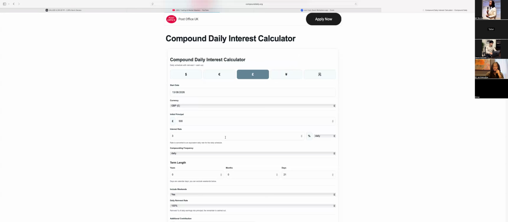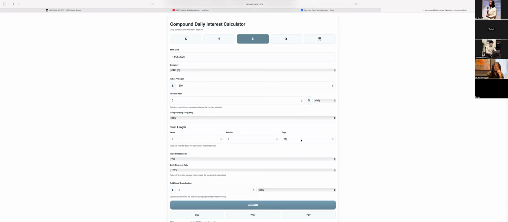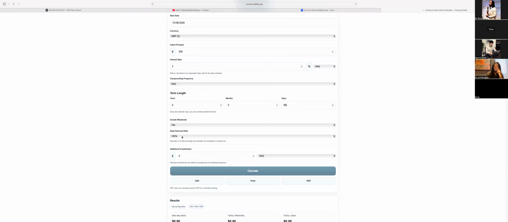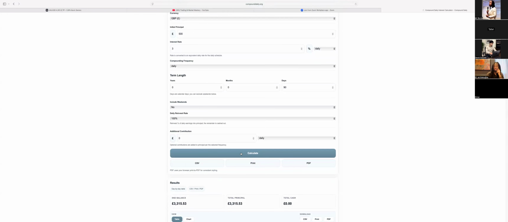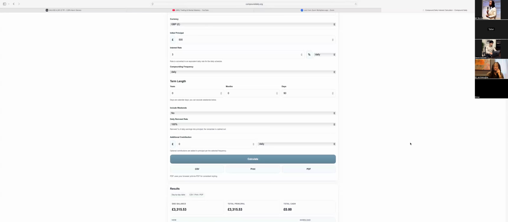Your problem is you have a £100 account. So it's not the percentage that's a problem, it's the capital that you have. Okay. So 5% per day, or per trade, is your goal. Length of days, I always work in 3 month periods. Daily reinvestment, just put 100%. Include weekends. I wouldn't recommend trading every day. Weekends, rest your mind, have a break from the charts. Calculate. All right. So if you started with £500, in 90 days, you've pretty much quadrupled your balance.